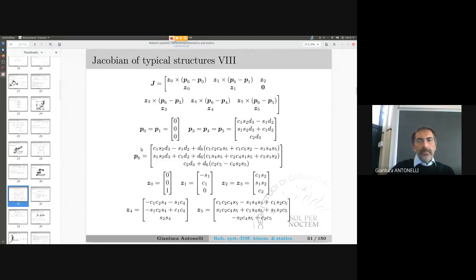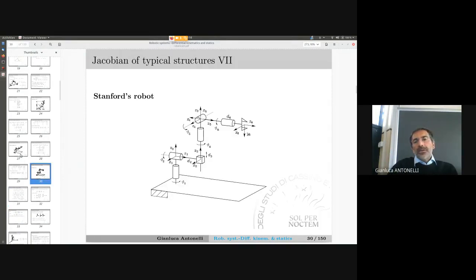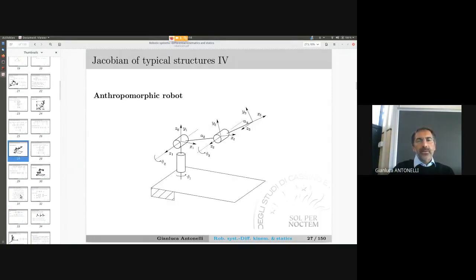Now, that's all. I can put it here symbolically. It's rather complex, but in fact, I will not do it symbolically. I will do it numerically, and we will write the code that will be exactly the same for this robotic structure, for this one, for whatever, as long as I have a DH table.